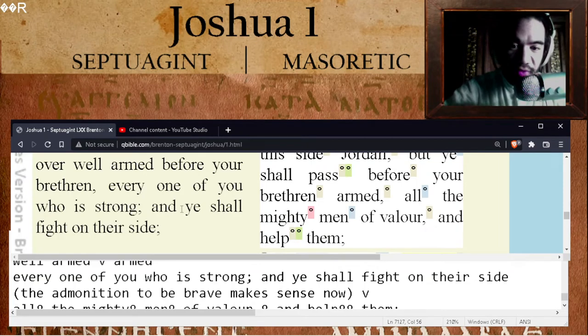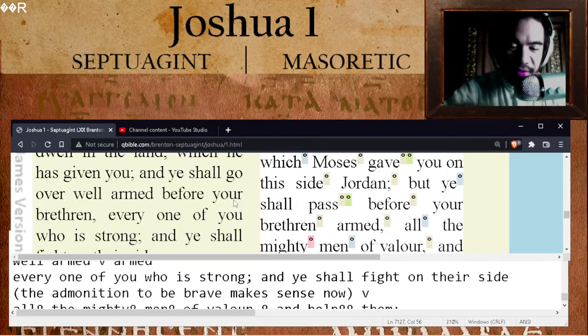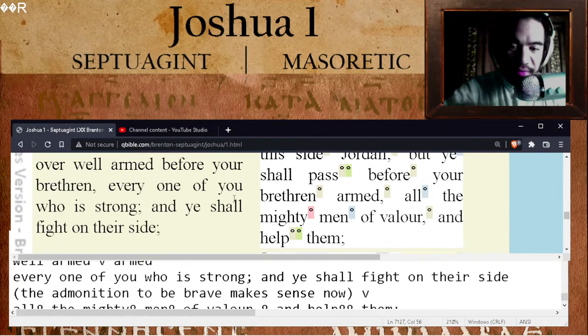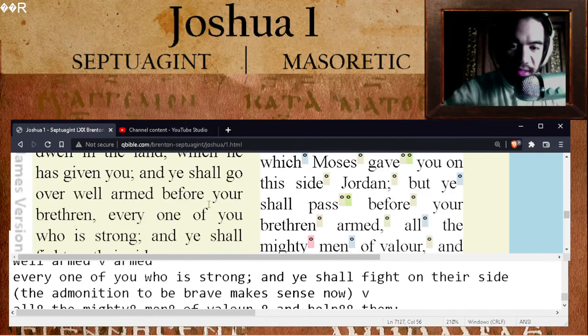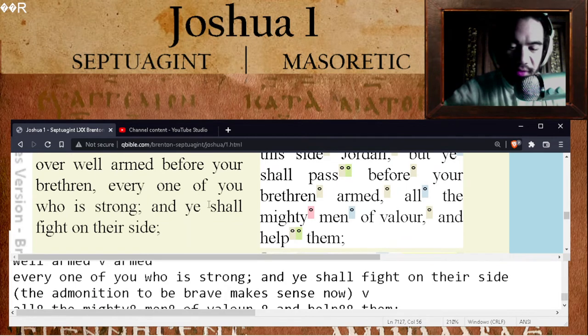Every one of you who is strong. It's not all the mighty men of valor like some Justice League or some kind of elite fighting force. It's every one of you who is strong, and you shall fight on their side and help them in the Masoretic as it's rendered. So that admonition to be strong and of good courage makes more sense now, because any one of you who is qualified, who is strong enough, will fight. You need to be well armed. So if you're going to go into battle, you can't be cowardly. That's the context of this admonition.